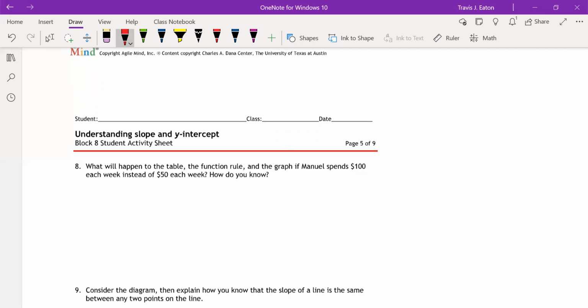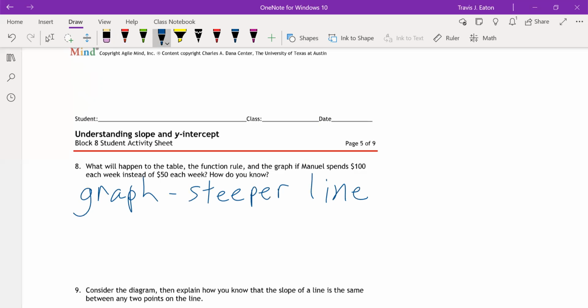On the graph, we would have a steeper line. It would still be a negative slope, but it would definitely be steeper at $100, because the slope would represent the greater decrease each week. Instead of 50, it would be 100. The values of the table would decrease at a faster rate because he's spending the money at a faster rate.